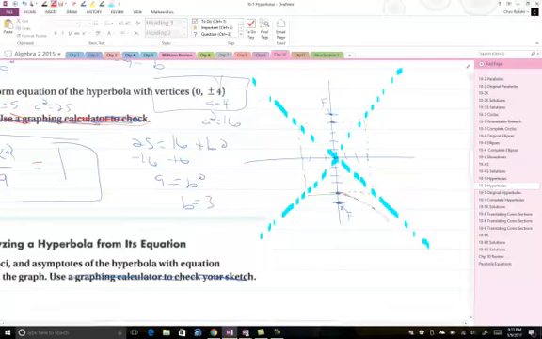Remember, always going to surround, just like we did way back in parabolas. Surround the foci with the actual graph. So what's in the red is our actual graph of this hyperbola. And that is how it's done.